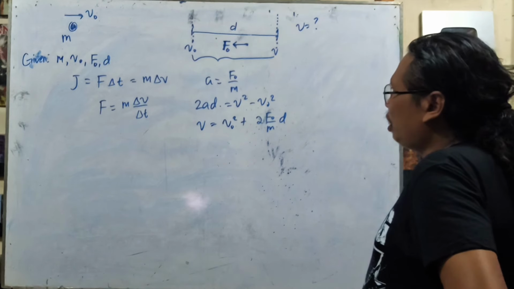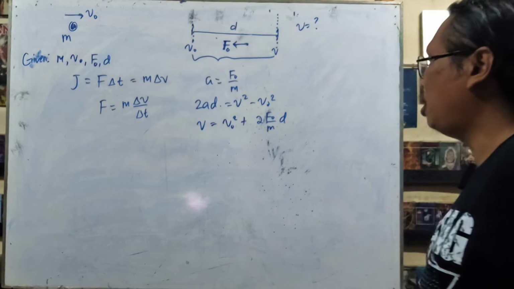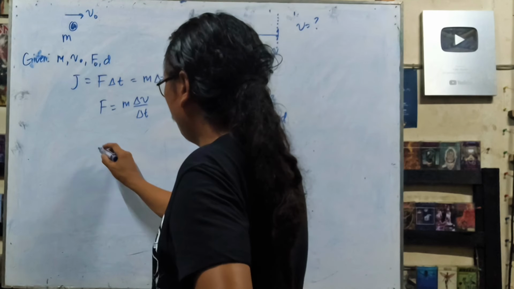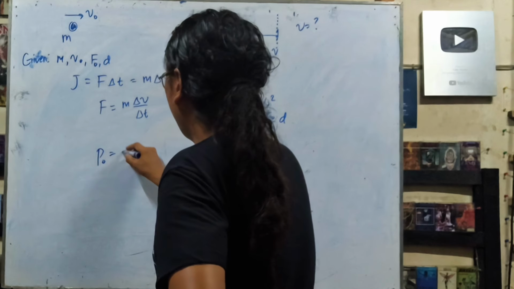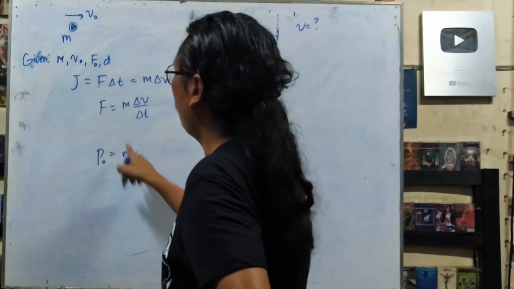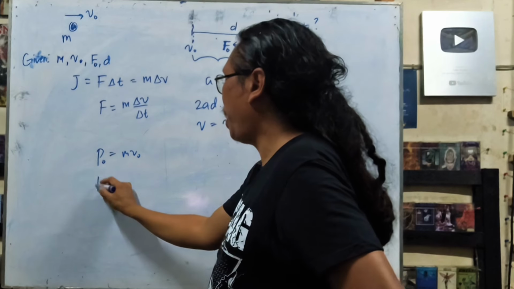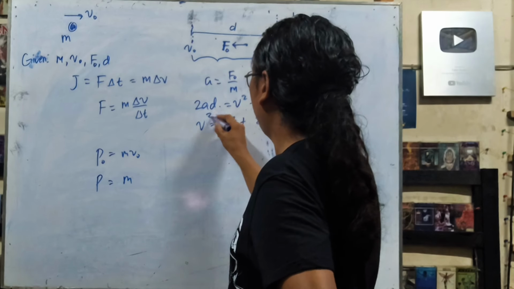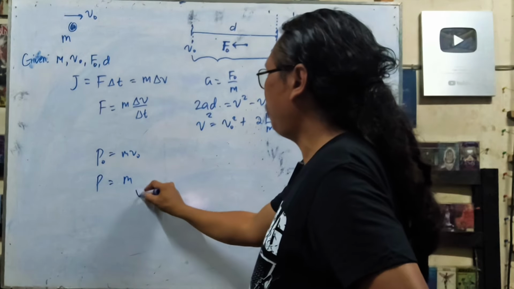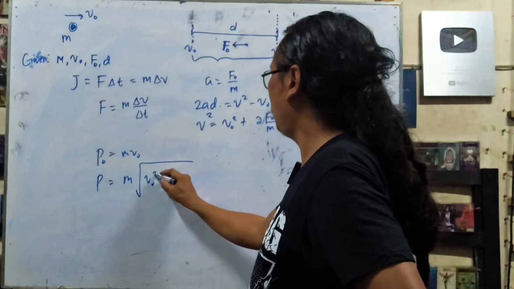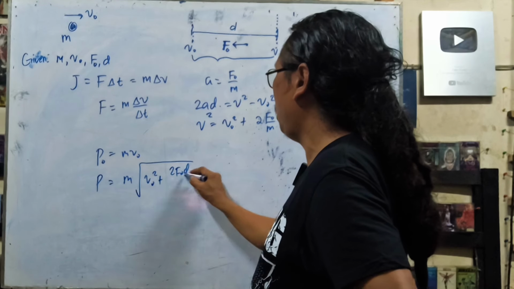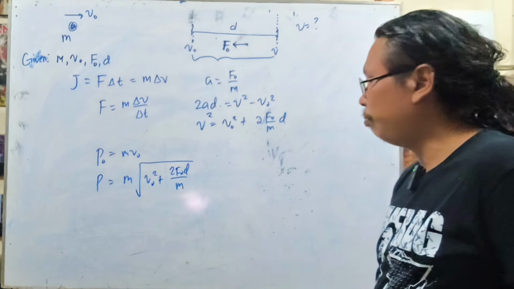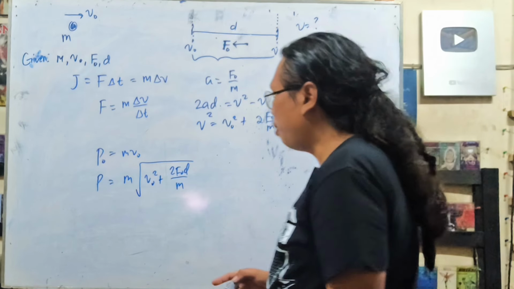So, calculate the change in momentum. What's the change in momentum? What's the initial momentum? P naught is m v naught. No problem because this is given. How about final P? This is just m times v, so this is m times the square root of v naught squared plus 2 F naught d over m. Just plug in the values in your calculator and you will solve this one. So this is my final momentum.